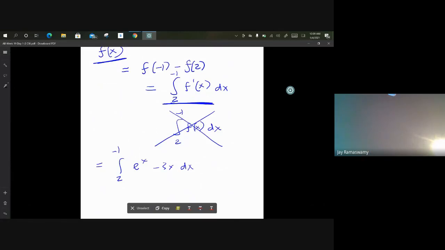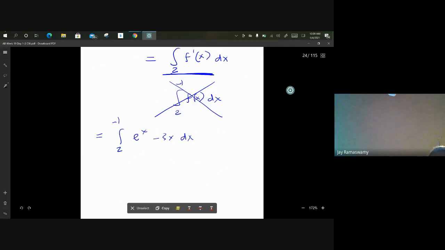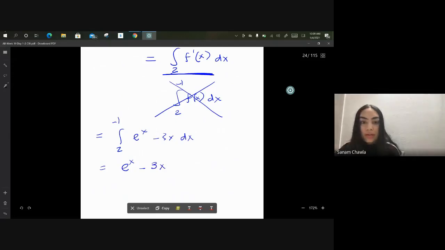A common confusion students have on the first day is, Rama, I don't know when to integrate. Do you see an integration symbol? Then integrate. Okay, what's the integral of e^x? e^x. What's the integral of 3x? 3x squared over 2. Lower limit, 2, upper limit, negative 1. Okay, can we move on?